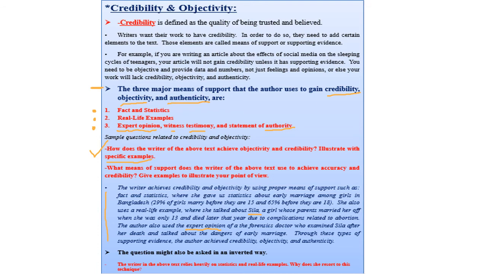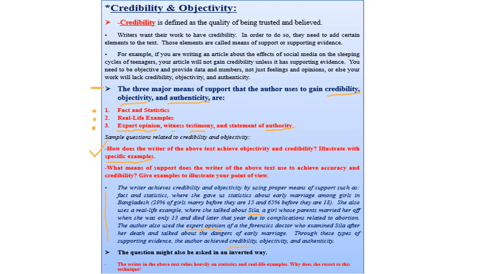You know, the doctor that arrives after a crime scene, or that needs to take a look at the dead body and how that person died. We call them forensics doctors. They work with the police generally, who examined Sila, talked about the dangers of early marriage. Through these types of supporting evidence, the author achieved credibility, objectivity, and authenticity.